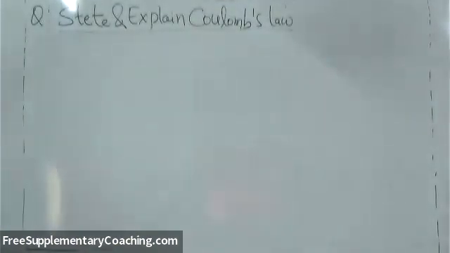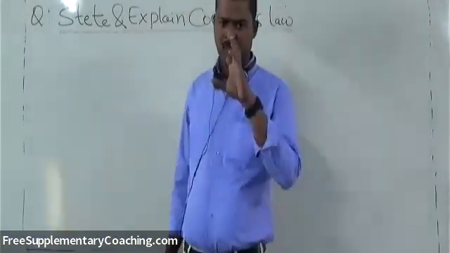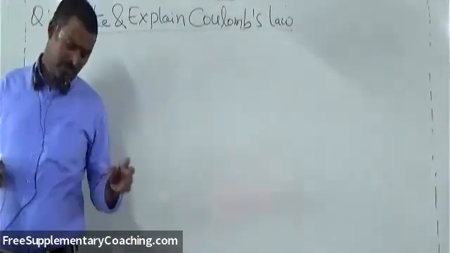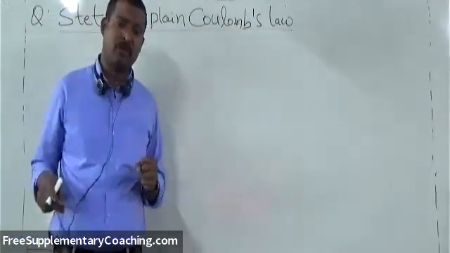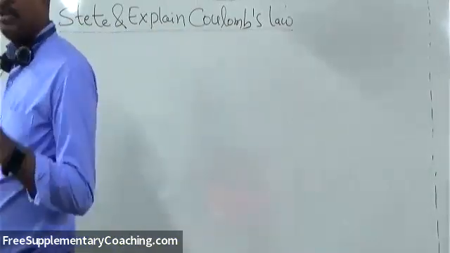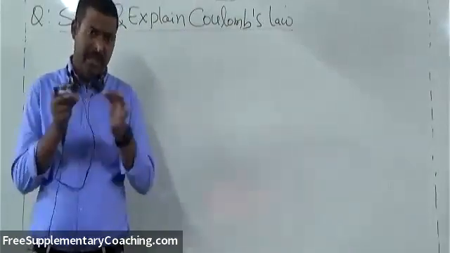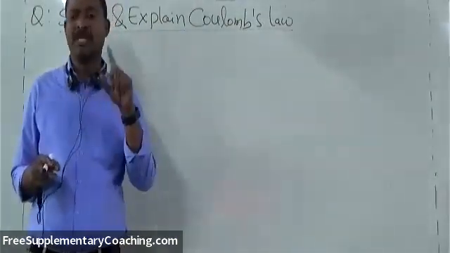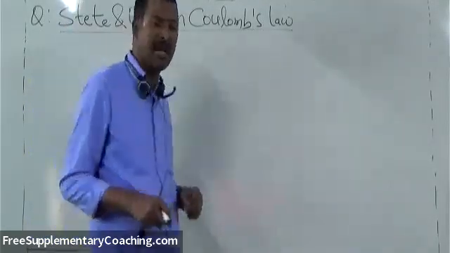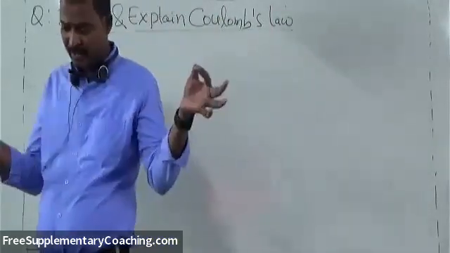Clear? So what is Coulomb's law basically? This Coulomb's law is related to charges. We know there are two types of charges, plus and minus. Two positive charges or two negative charges repel each other. And unlike charges, plus and minus or minus and plus, attract each other.